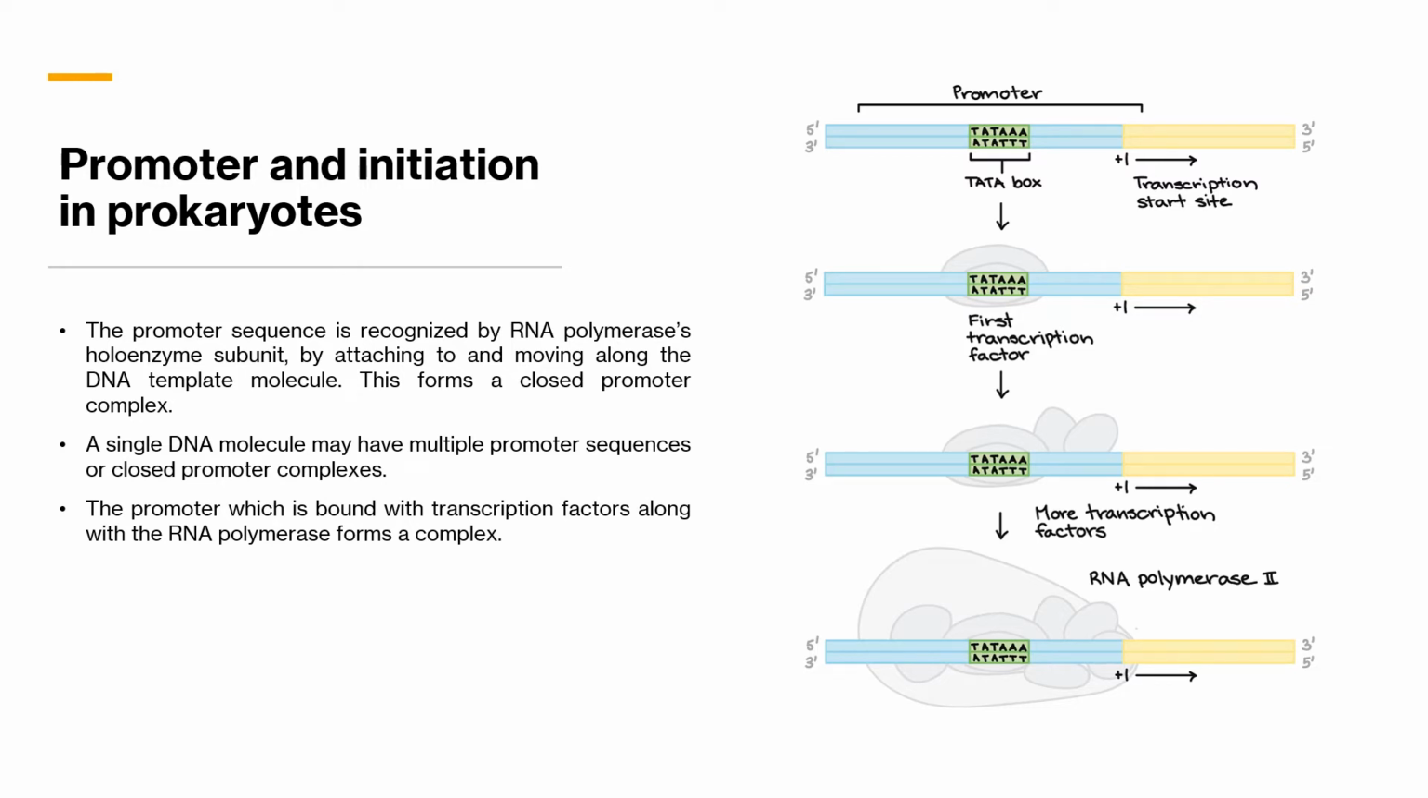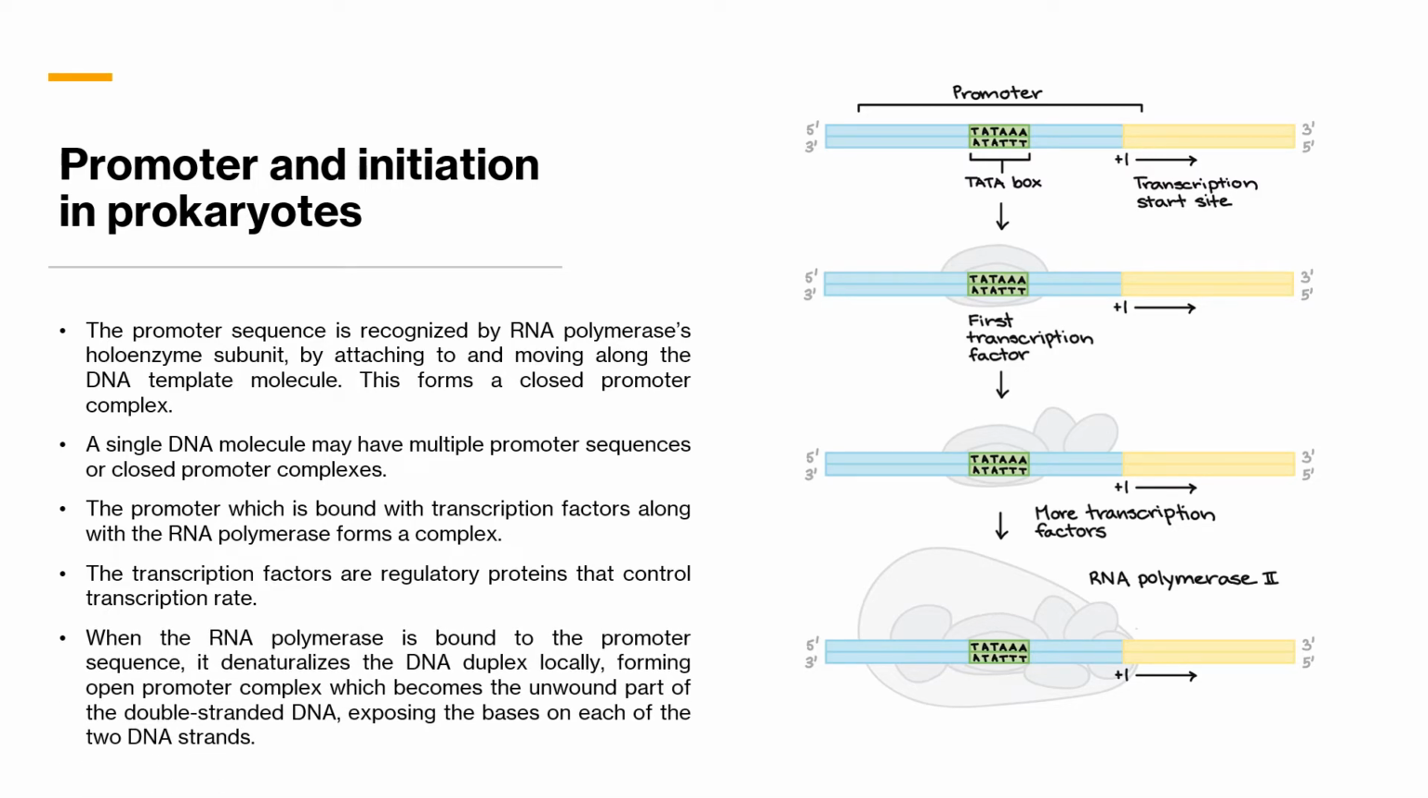The promoter, which is bound with transcription factors along with RNA polymerase, forms a complex. Transcription factors are regulatory proteins that control the transcription rate. When the RNA polymerase is bound to the promoter sequence, it denatures the DNA duplex locally, forming an open promoter complex, which becomes an unwound part of the double-stranded DNA, exposing the bases on each of the two DNA strands.